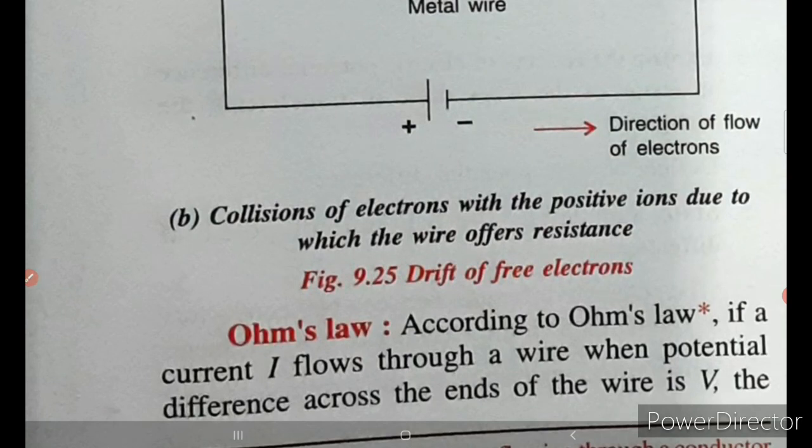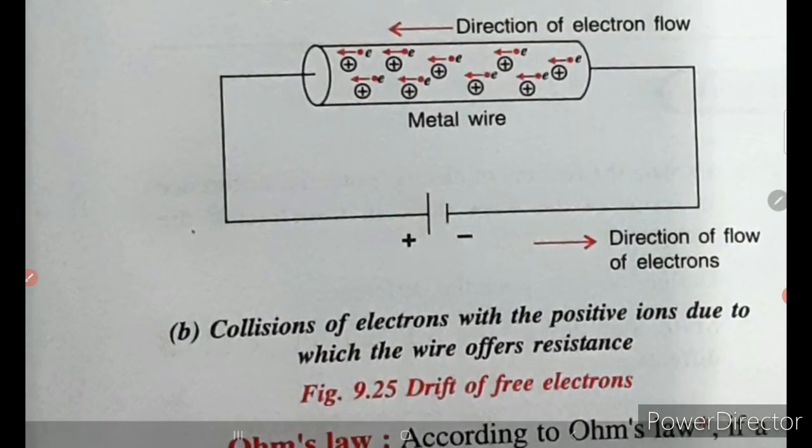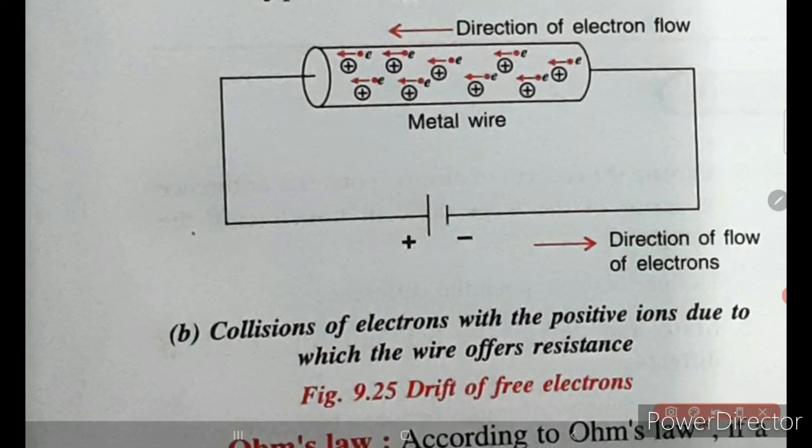According to Ohm's law, if a current I flows through a wire when the potential difference across the ends of the wire is V, that means if the potential difference between these two terminals is V, and suppose the current flowing in this wire is I, such that the resistance offered by the whole wire, this is the zoomed portion, everything whatever happens here is happening everywhere in this particular wire, and the resistance offered by this wire is capital R.